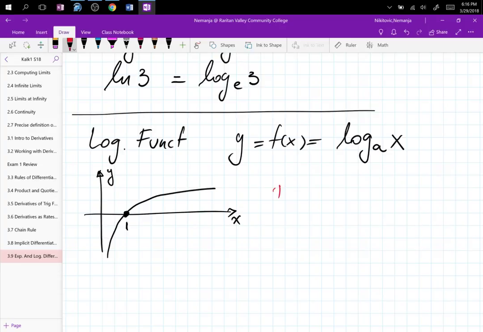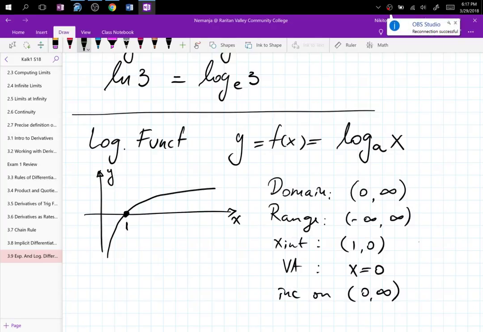So what is our domain? Domain is going to be 0 to positive infinity. We are not including 0 because there's a vertical asymptote there. Range, as you can see, is from negative infinity to positive infinity.